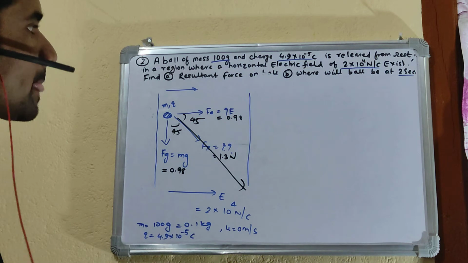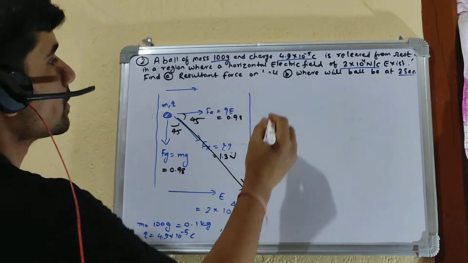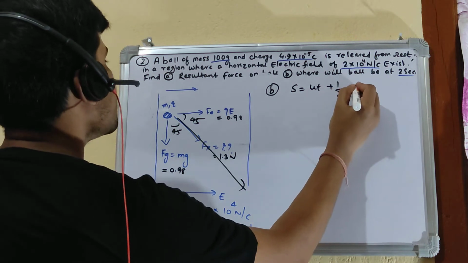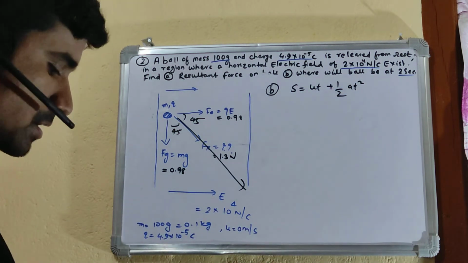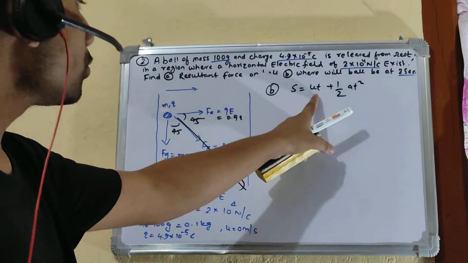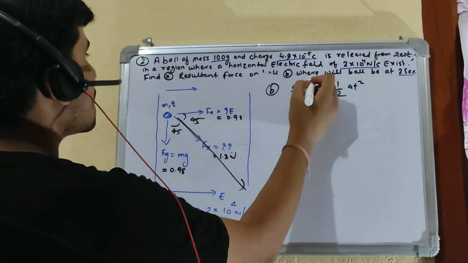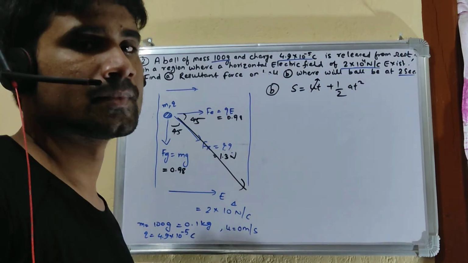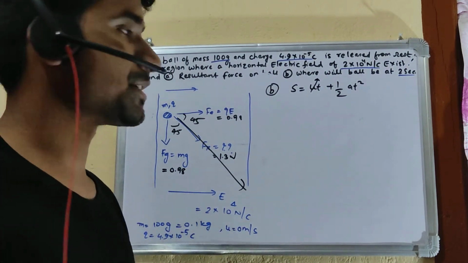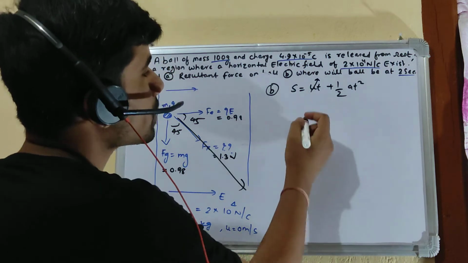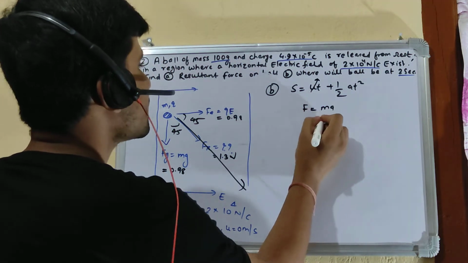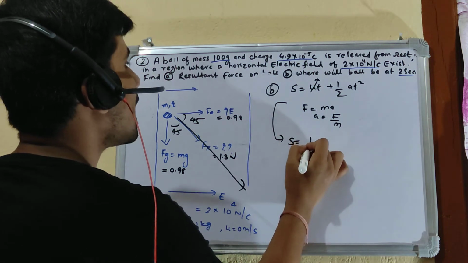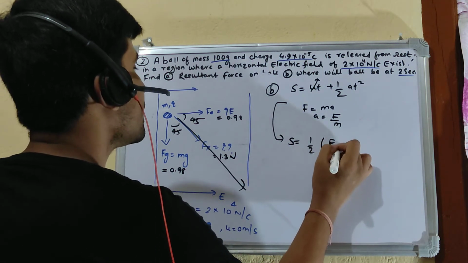So let's solve part B, using the equation of motion S equal to ut plus half at square, right? To calculate this, I know u, which is 0, so this term will cancel out. Time is 2 seconds. I need the acceleration, so we need to calculate it. According to the second law of motion, F equal to ma, so acceleration is nothing but F by m. So now I can calculate the distance, which is half F by m t square.